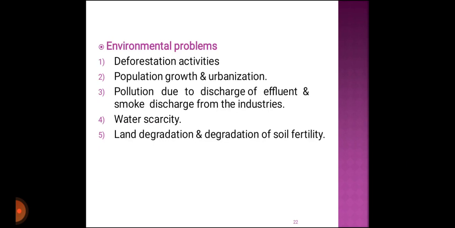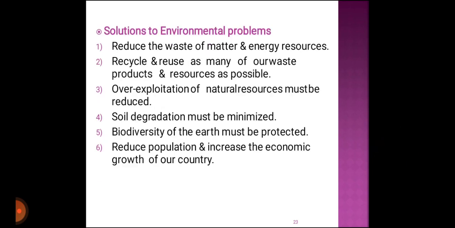Then how can we solve the environmental problems? First, each and every individual should have awareness about the environmental problems, about how to conserve water, how to conserve soil, and how to conserve air. This must be the first factor in solving environmental problems. Then reduce the waste of matter and energy resources by using recycling and reusing as many of our waste products and resources as possible. That means the 3R system, reduce, reuse, recycle, is also one of the ways of rectifying environmental problems.